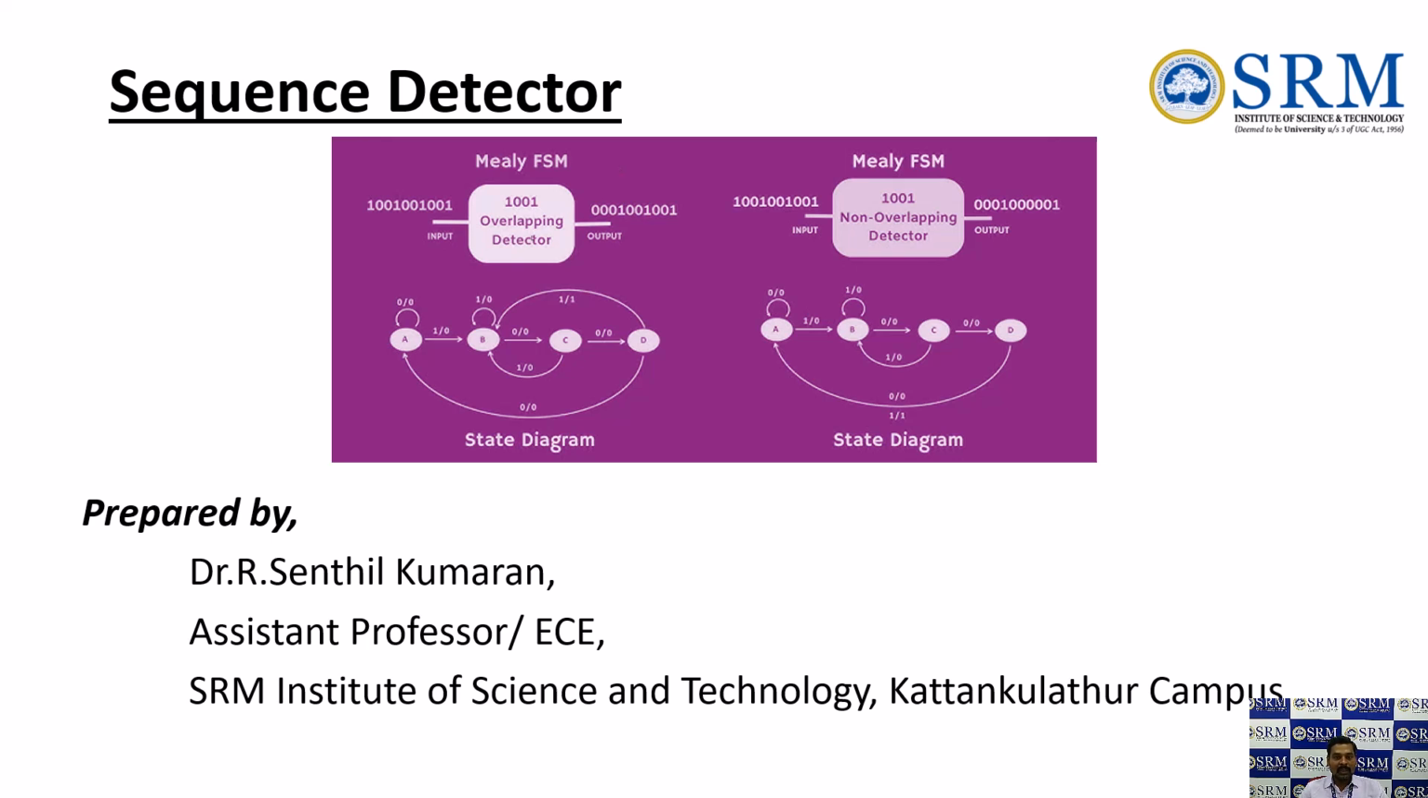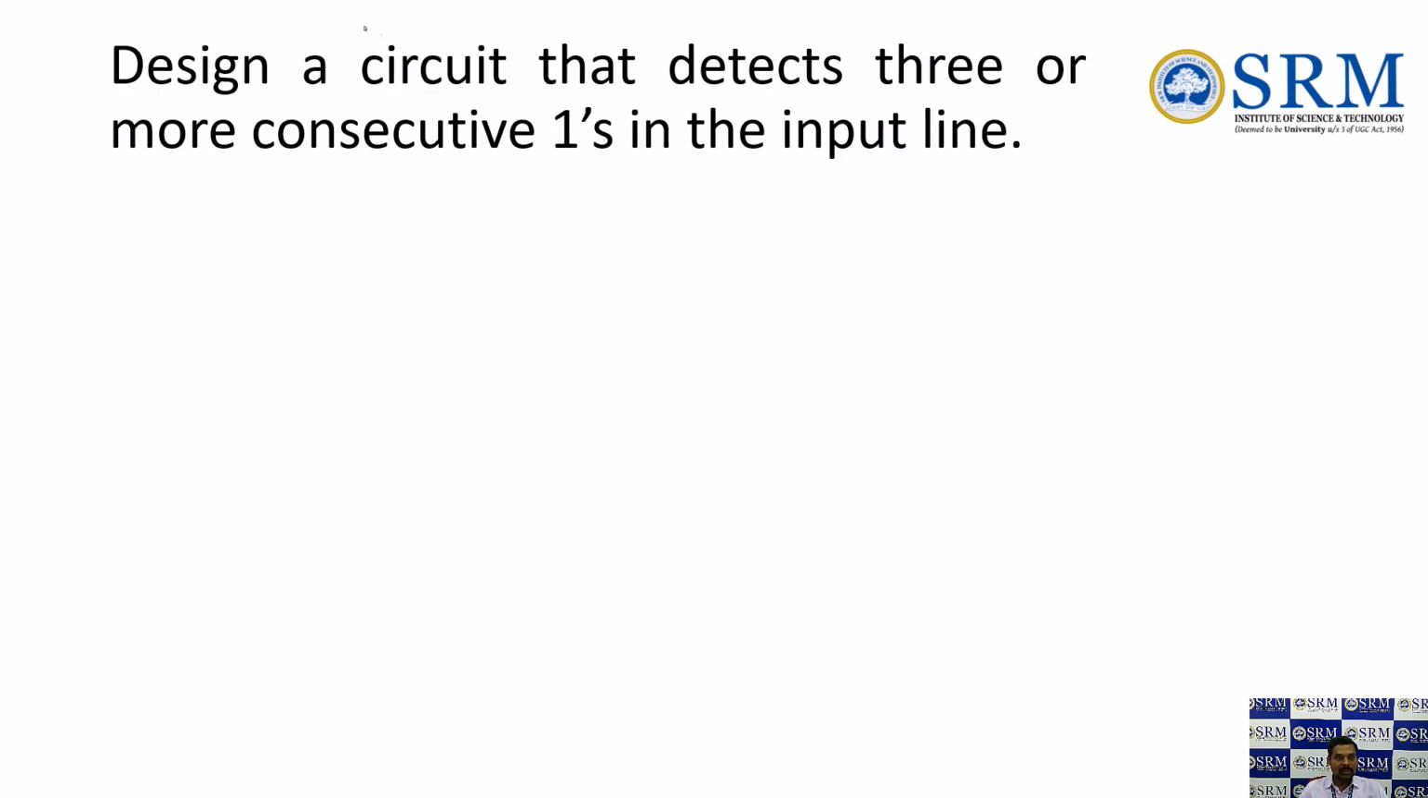Right. So today this diagram indicates we'll have two kinds of detector. The first is the overlapping detector and the second is the non-overlapping detector. Let us see what is meant by overlapping as well as non-overlapping. So this was the question: design a circuit that detects three or more consecutive ones in the input line. So we have to design a circuit in such a way that if three consecutive ones arrive at the input line, then the output will be 1.